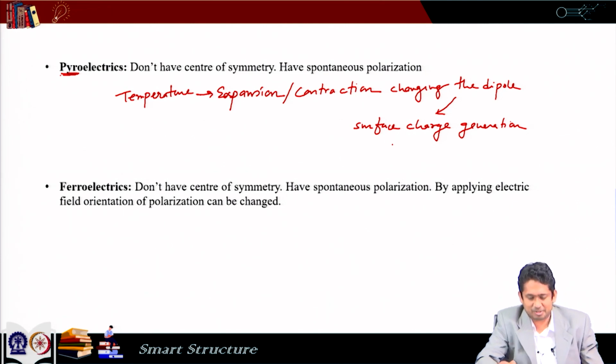Ferroelectrics have a center of symmetry and they have spontaneous polarization, but here, by applying an electric field, the orientation of the polarization can be changed, and there are some materials where it cannot be changed. So, that is why some materials within pyroelectrics are ferroelectrics and some are not.